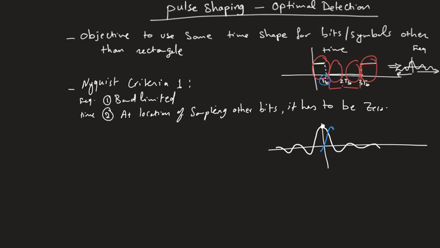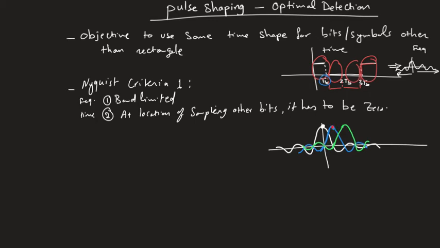It will peak here, and it will go to 0 here, and then continue. Same thing here, and so on. The third bit is going to come shifted by TB again, right? And the same story continues. Notice the nice thing that's happening here. At the peak of this bit, all the others cross at 0.